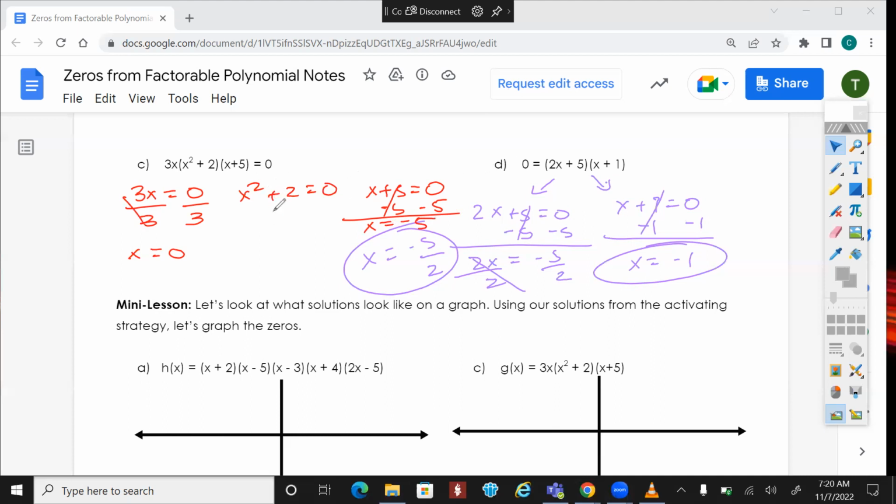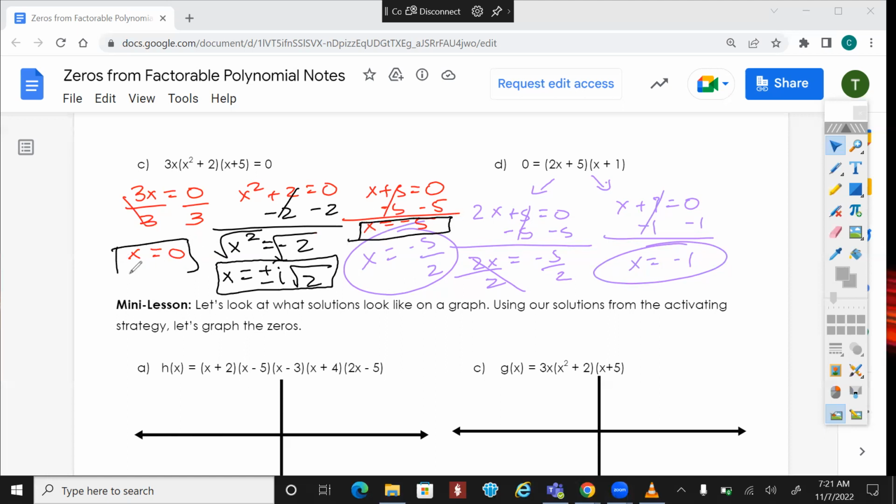Now, here's the one that's going to give us something goofy. I'm going to subtract 2 on both sides, and then I'm going to take the square root. When we take the square root of a negative number, what does that give us? An i, right? So this is going to give us x equals positive and negative i, and we're going to leave that square root of 2 underneath because it doesn't give us a whole number if we plugged it in. So we'll have x equals -5, x equals 0, and x equals plus and minus i square root of 2.